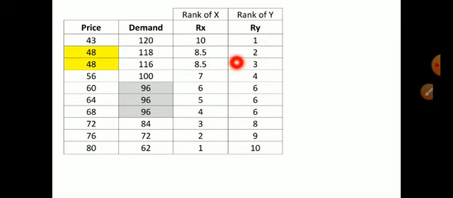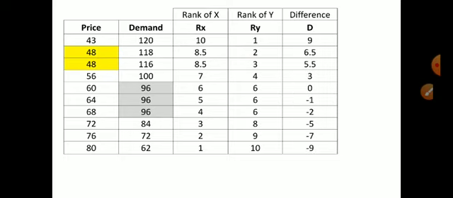In a similar manner, we are going to take D, that is the difference between the ranks. The differences between the ranks are 10 minus 1 is 9, then 8.5 minus 2 is 6.5, 8.5 minus 3 is 5.5. Here 6 minus 6 is 0, 5 minus 6 is minus 1, 1 minus 10 is minus 9. Similarly, we are going to take the difference in the ranks.